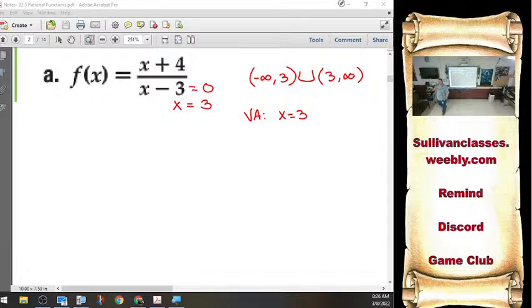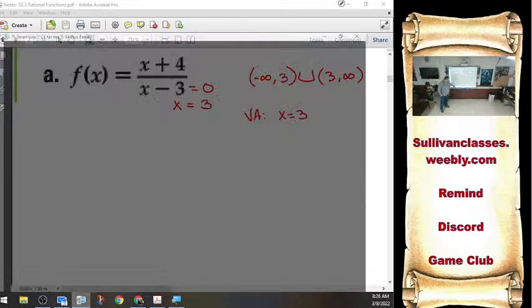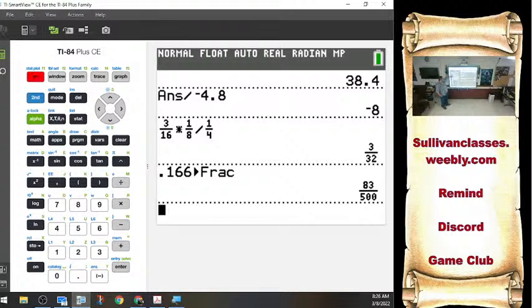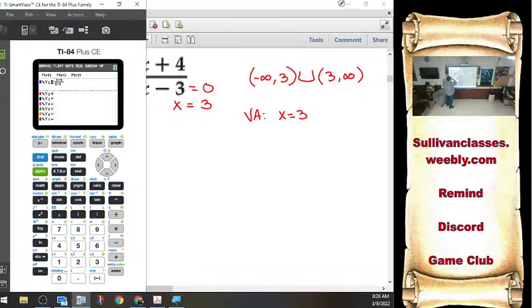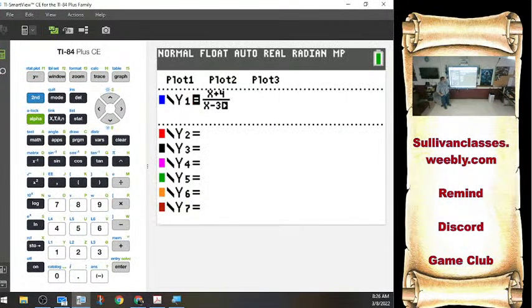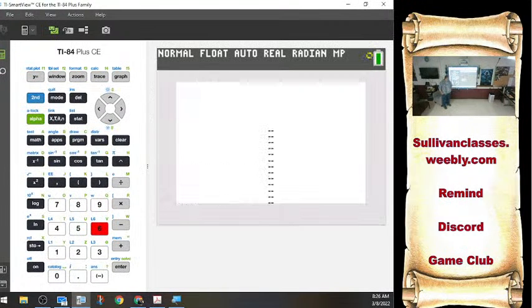And if you don't remember the tricks to do rational functions, well, off to the calculator we go. Clear. Set up fraction, x plus 4 over x minus 3. Right? It was plus 4? Yeah. Okay. And I graphify.